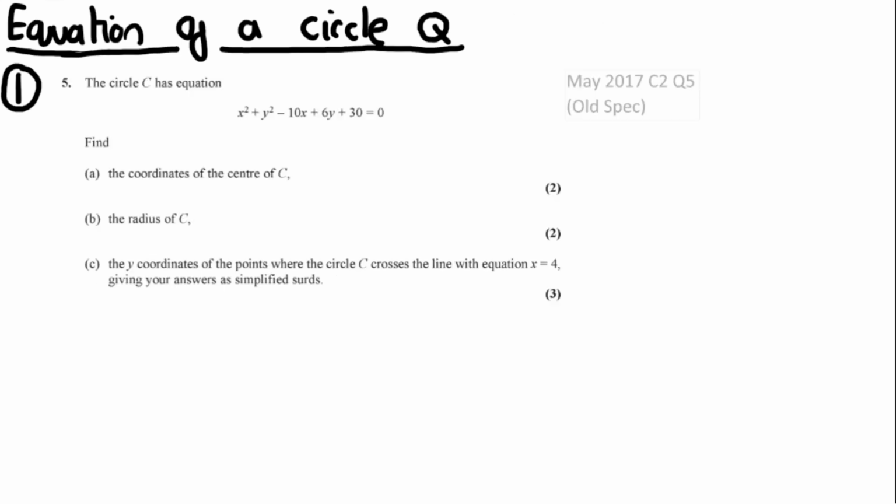So here's a question on the equation of a circle, so pause the video, have a go, and I'll go through the answer in about 5 seconds.